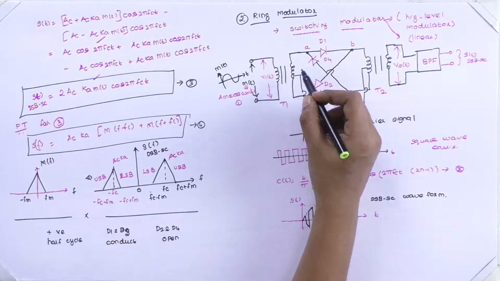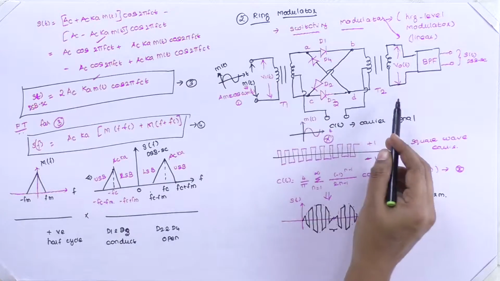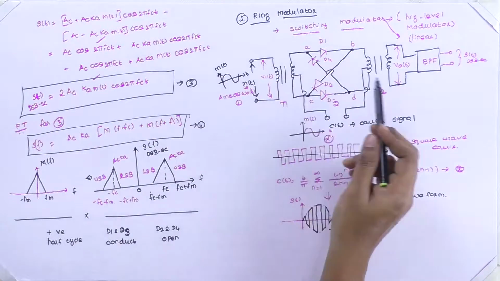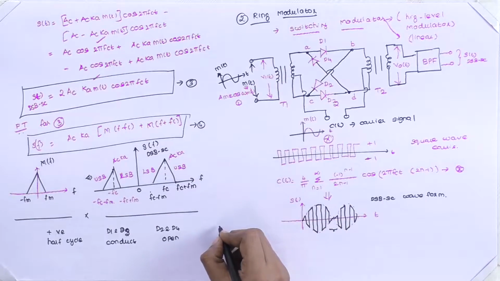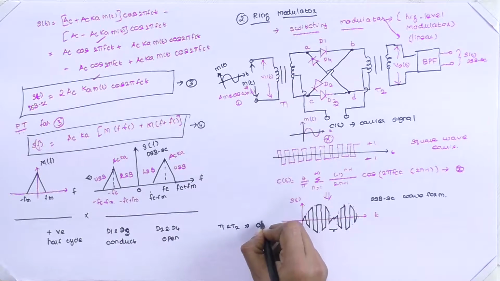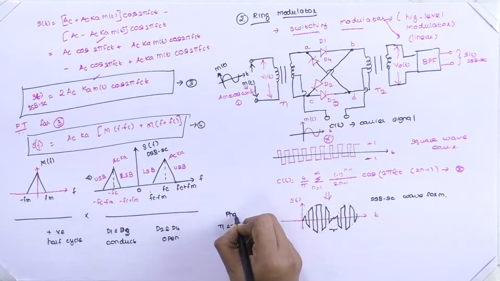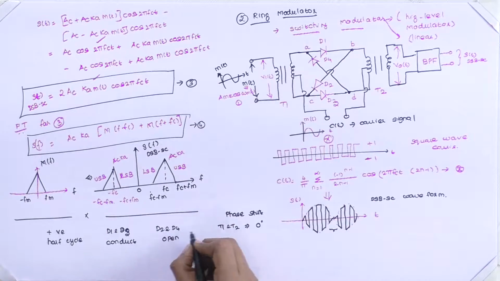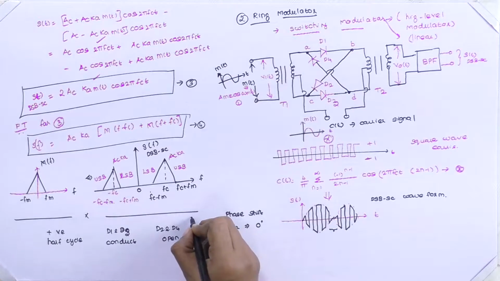Here we have two transformers, one we refer to as T1 and another as T2. These two transformers will be in phase together. That is, the phase difference between T2 and T1 is 0 degrees. There will be no phase shift. Therefore, A and B are connected, and C and D are connected.